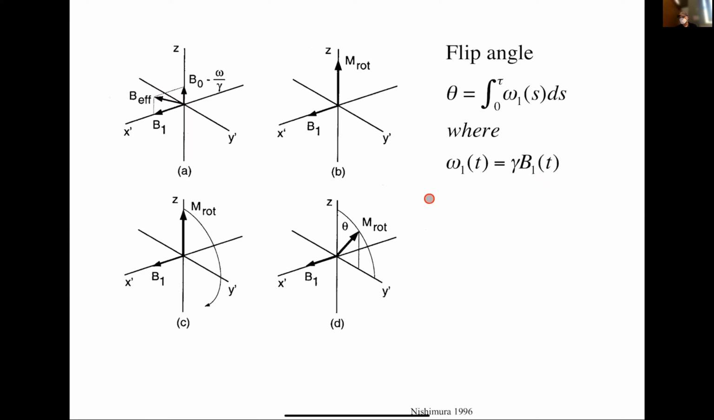So we call gamma B1 omega 1, that is the radial frequency at which it's precessing away. So we simply integrate omega 1. Also, just to point out, when we talk about the main field, we'll always call it B0 or B1.